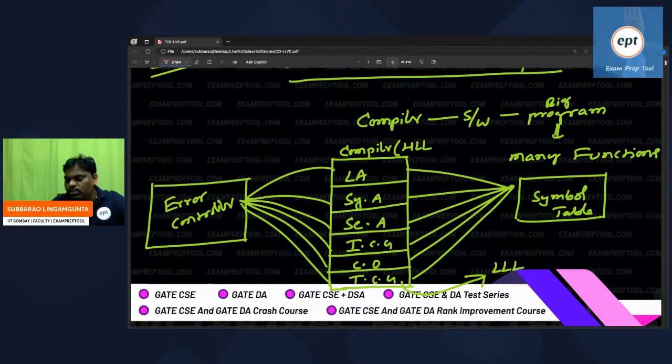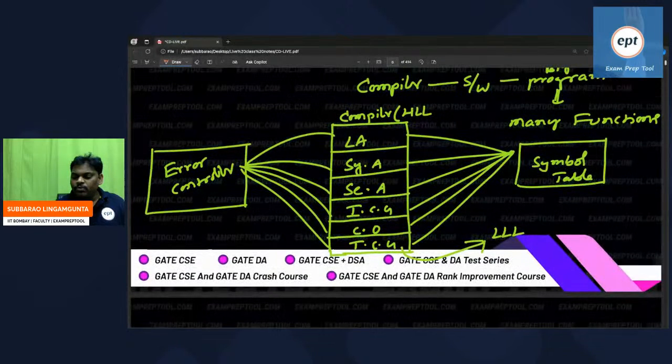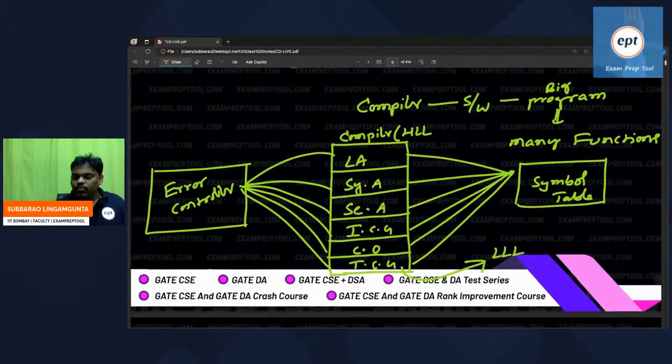Now my first question to everyone, please give me the answer. Who can store inside the symbol table? Lexical, syntax, semantic, intermediate code generation, code optimization, target code generator. Who can store? Make it fast. Who can store inside the symbol table?